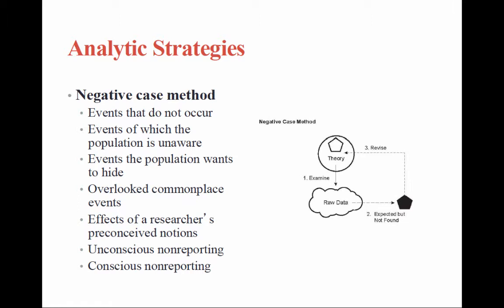Now, to do this negative case method, we need to follow the steps of identifying the events that do not occur, seeing the events where the population is unaware that they're occurring, or certain events that the population may want to hide or overlook, right? What am I as a researcher perhaps overlooking or not looking at? What are my own biases in going into it, and what types of things are not reported, either consciously or unconsciously?